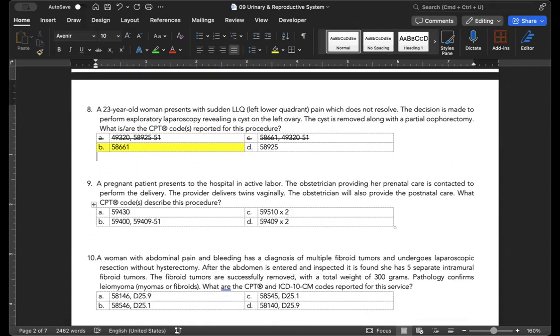Okay. Number 9, a pregnant patient presents to the hospital in active labor. The obstetrician providing her prenatal care is contacted to perform the delivery, and then the provider delivers the twins vaginally. The obstetrician will also provide postnatal care.